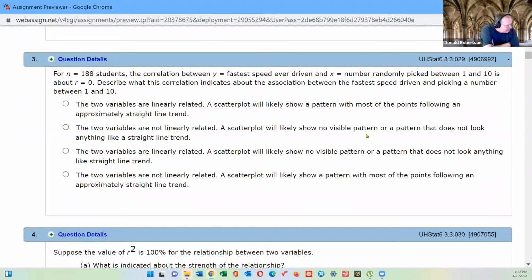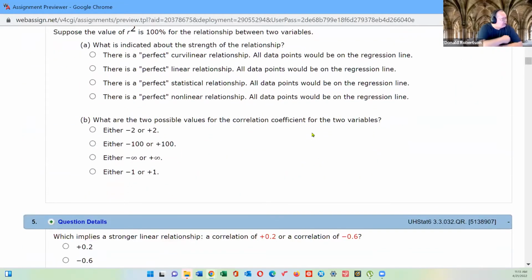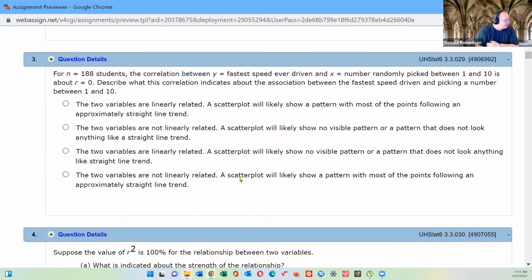Now, for 188 students, the correlation between the fastest speed that they'd ever driven and a random number that they chose between 1 and 10 is about 0, right? So the correlation coefficient R is close to 0. Describe what this indicates about the association. Doesn't that mean that the two variables are not connected? There's no connection, no association. Pick a random number and what's the fastest you've ever been. I don't see why those two would ever have any connection. So you pick a sentence there that basically says that the scatter plot will have no visible path.